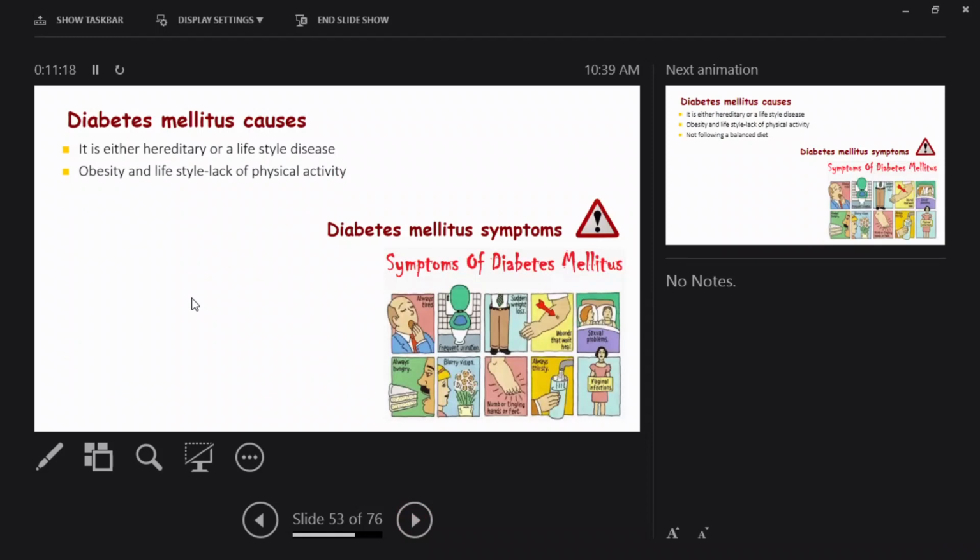Diabetes mellitus can also be caused by obesity and lifestyle, lack of physical activity. Again, not only diet but also physical activity. This is all about the lifestyle.